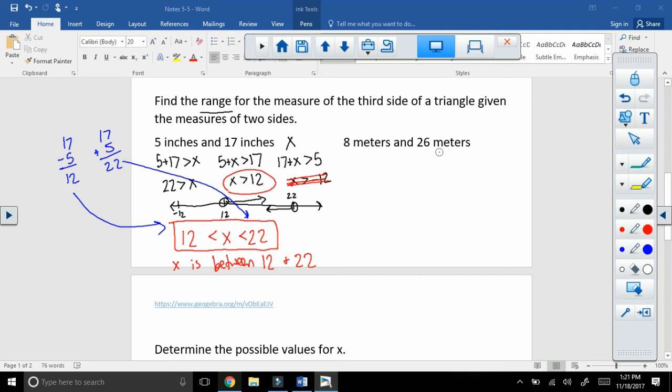If it has to be making a triangle, the range of sides has to be anywhere between, when you subtract those, you get 18, and when you add them up, you get 34. So that third side, I'll just call it x, has to be greater than 18 but less than 34. And you could just write your answer like that and be completely done with it.